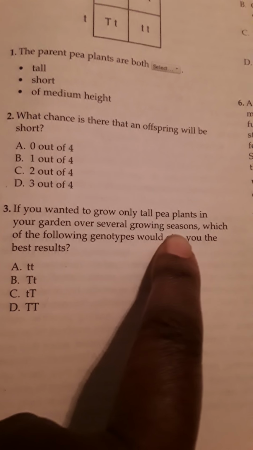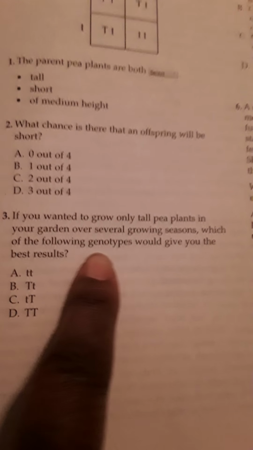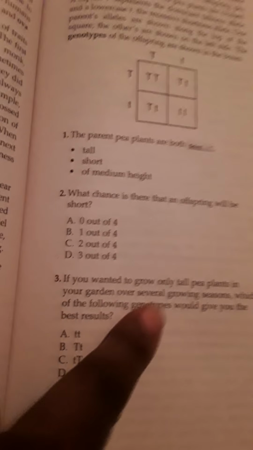Okay, so number 3. If you wanted to grow only tall pea plants in your garden over several growing seasons, which of the following genotypes would give you the best result? Again, what do they want? We want only tall pea plants. And again, genotype is talking about that DNA structure. If I wanted what's going in there so that I can get what I want.